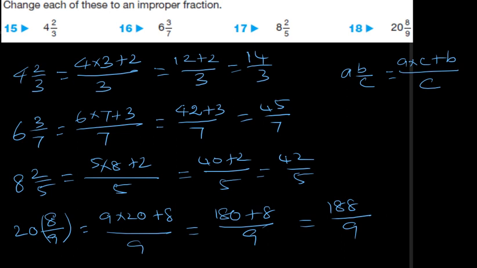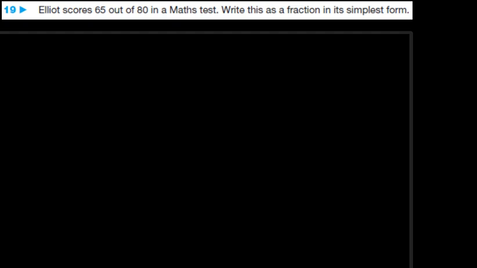Okay, the next one, 19th question. Elliot scores 65 out of 80 in a maths test. Write this as a fraction in its simplest form. So they have given that Elliot scores 65 out of 80. It could be written as 65 by 80. We have to make it a simple fraction. So 65 by 80.